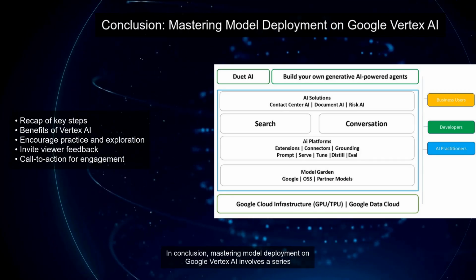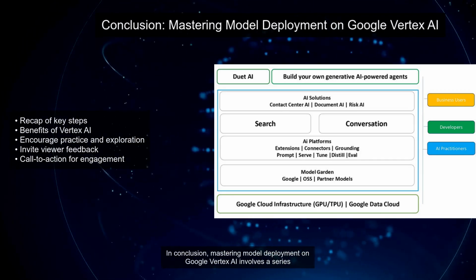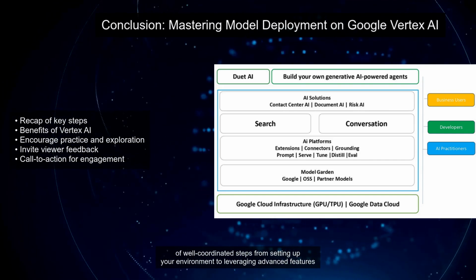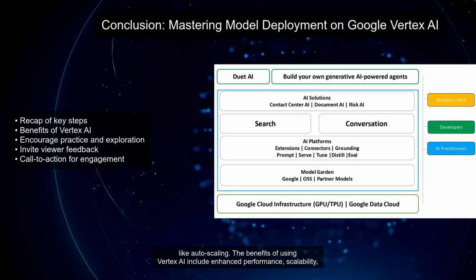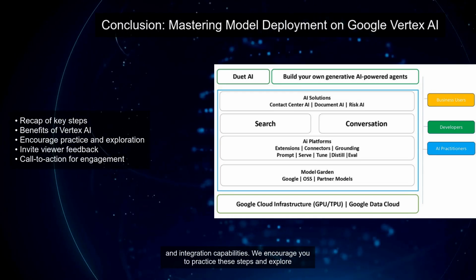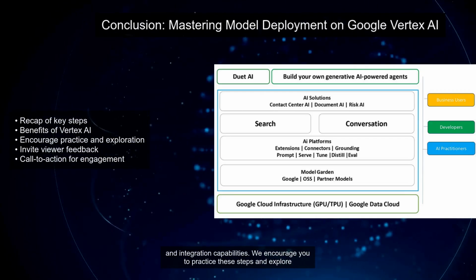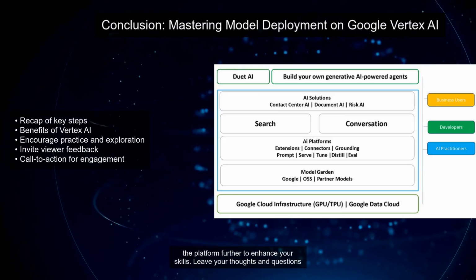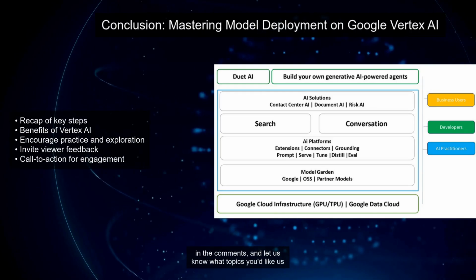In conclusion, mastering model deployment on Google Vertex AI involves a series of well-coordinated steps from setting up your environment to leveraging advanced features like auto-scaling. The benefits of using Vertex AI include enhanced performance, scalability, and integration capabilities. We encourage you to practice these steps and explore the platform further to enhance your skills.